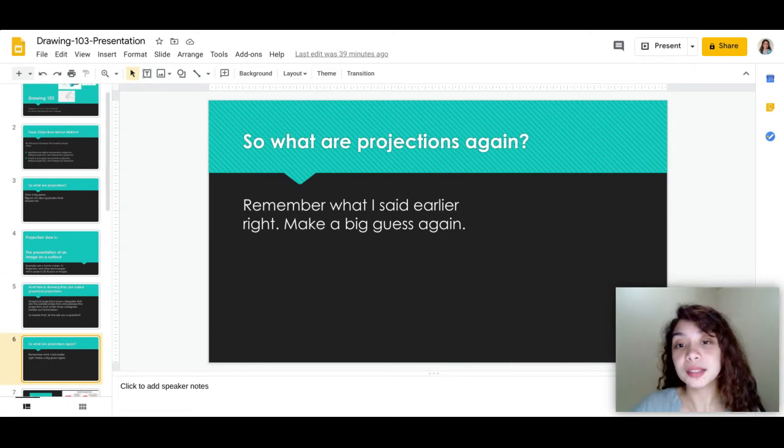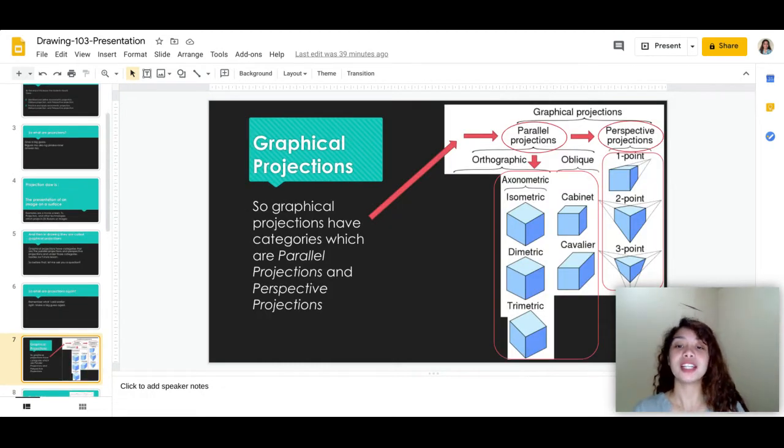So what are projections again? Remember what I've said earlier, right? Make a big guess. In graphical projections, there are categories. First is the parallel projection, and second is the perspective projection. Under parallel projection is the multi-view and the axonometric.